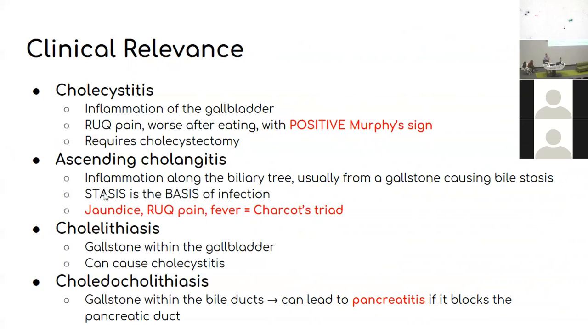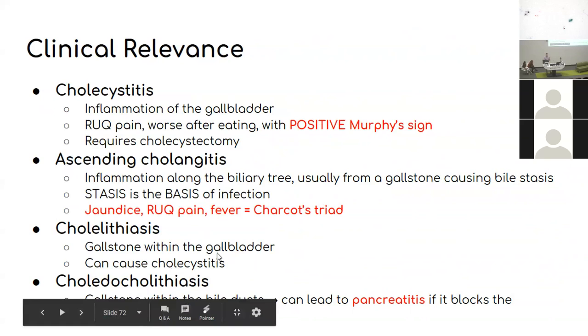Ascending cholangitis is inflammation of your biliary tree. It's like you've got a stone lodged somewhere and bile has stopped in its tracks, so stasis is the basis for infection. It's a good thing to know. There's a classic triad: jaundice, right upper quadrant pain, and a fever. If you see any of these three things, it's ascending cholangitis, again very likely to come up.